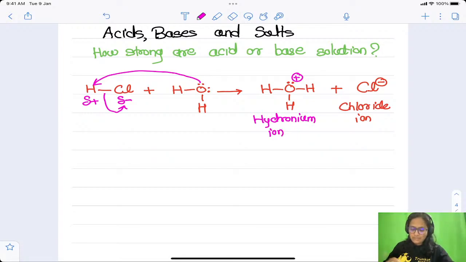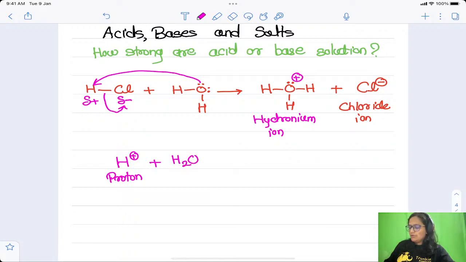What is the tendency of acids? The tendency of acids is to donate the proton. That proton which is donated by the acid combines with the water molecule. The water molecule has oxygen with lone pairs on it. This proton combines with that water molecule and we get H3O plus. H3O plus stands for hydronium ion.